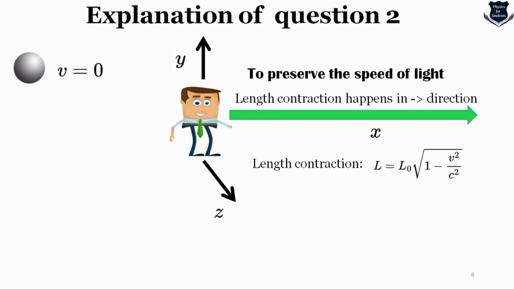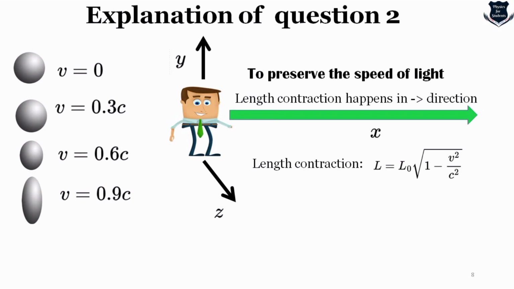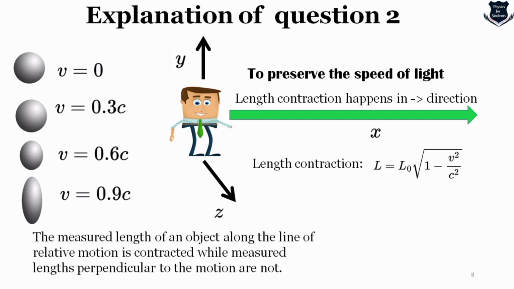Here is one of the pictures. This is using Lorentz contraction. So you can see the moving objects are shorter. When v equals 0, this is the shape; at v equals 0.3, this becomes shorter. Then you see that the contraction happens. So moving objects are shorter in the direction of motion. As with relativistic effects, this mostly shows up close to the speed of light. When v equals 0.9c, the shape of the sphere is contracting. So the measured length of an object along the line of relative motion is contracted, while measured lengths perpendicular to the motion are not.